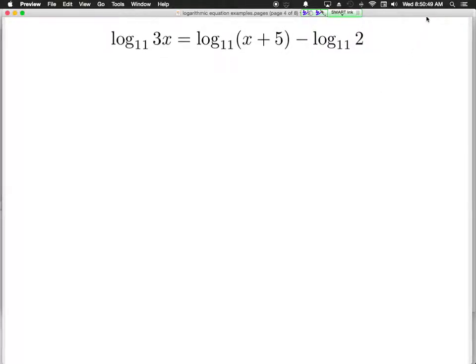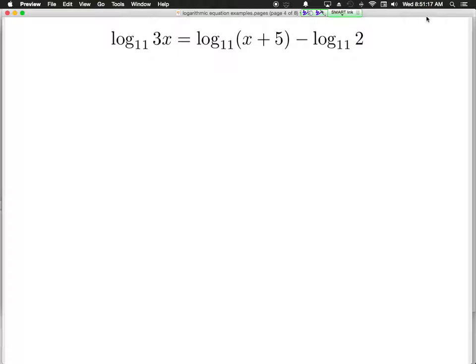Alright, log base 11 of 3x equals log base 11 of x plus 5 minus log base 11 of 2. Did you just take out the log? Nope. You gotta set the logs up into that fraction stuff. Yeah. There you go. Very good.